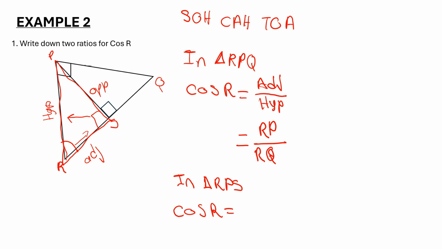What's happening in triangle RPS? Our cos R will be equal to, remember, adjacent over hypotenuse. That's the definition of cos, adjacent over hypotenuse. So what's our adjacent there? We discovered that it was RS, so RS is our adjacent. What about our hypotenuse? We discovered that it is RP, so over RP. And just like that, we have found all the sides that we were asked to find.